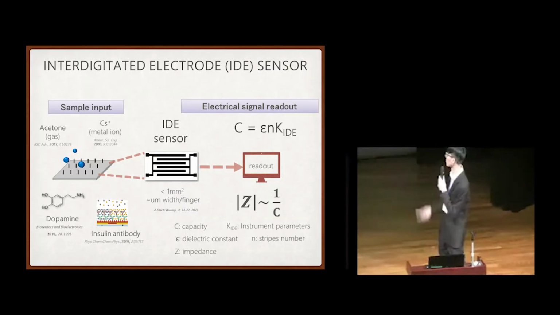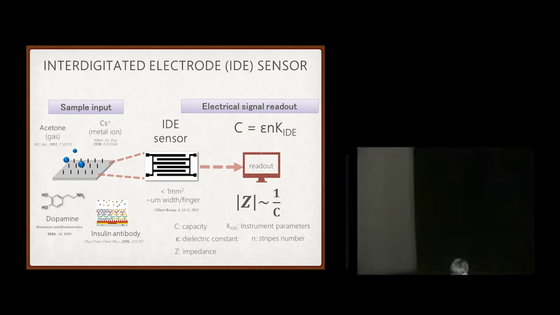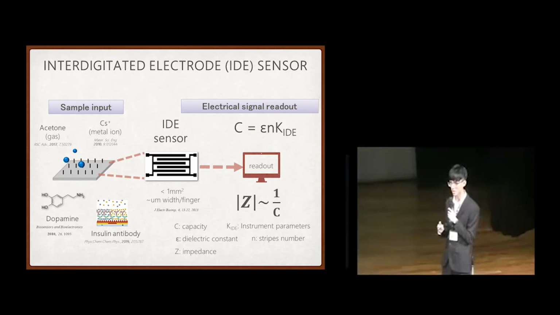And what is IDE? It consists of two independent microelectrodes striped with an interdigitated approach, and the compact integration of electrodes can promise lower driving voltage and higher sensitivity to surrounding variation. And what chemicals can the IDE sensor detect? It is about gas and metal ions and big biocompounds such as dopamine and insulin antibody.